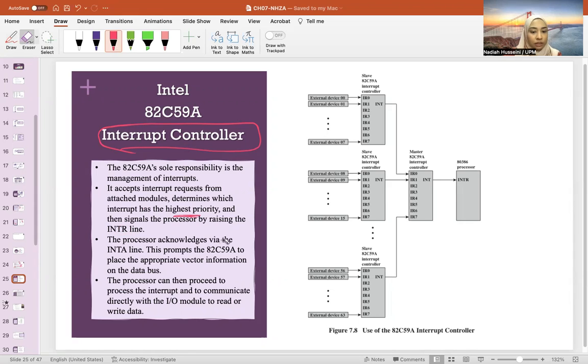The processor acknowledges via the interrupt acknowledge line, INTA. This prompts the controller to place the appropriate vector information on the data bus.